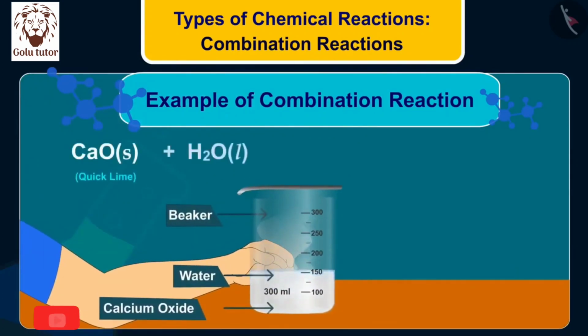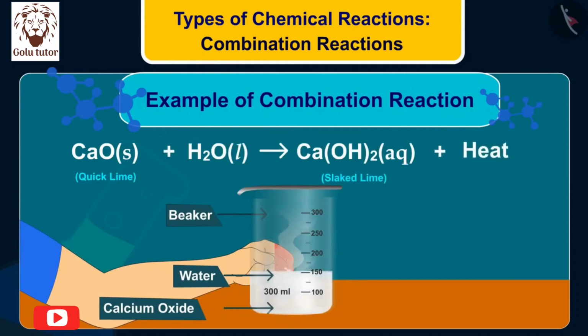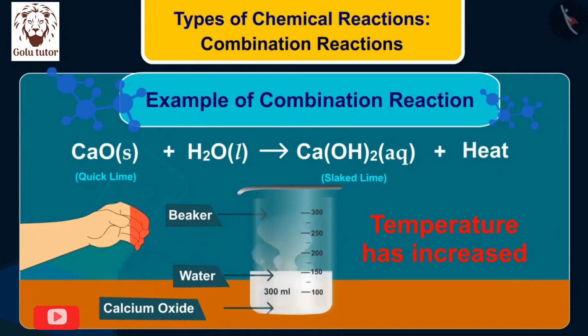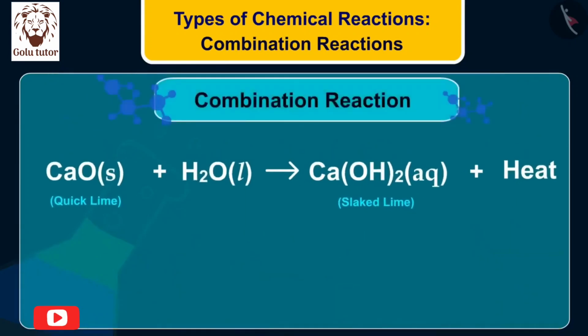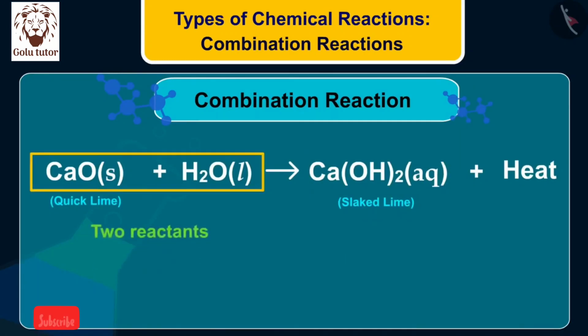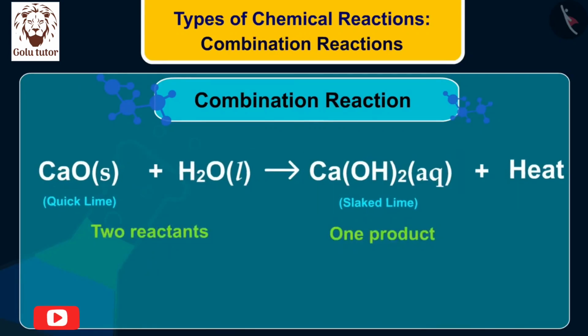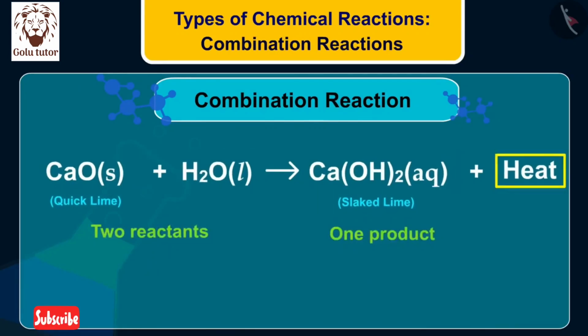Calcium oxide reacts vigorously with water to form slaked lime, that is calcium hydroxide, and releases a large amount of heat energy. So at the same time, you will see that the temperature of the beaker has increased. Note that in this reaction, calcium oxide and water, H2O, combine to form a product, calcium hydroxide, slaked lime. Two reactants are forming a product together in the reaction. Also, heat is being generated in this reaction.